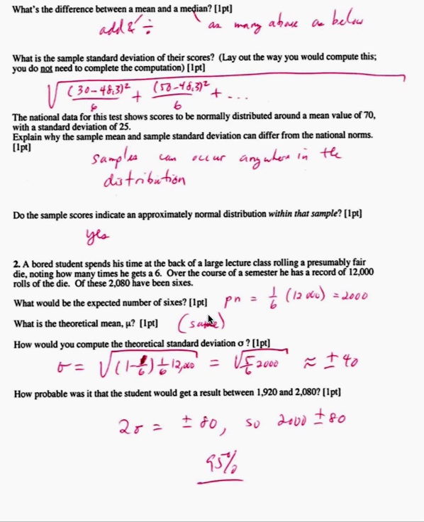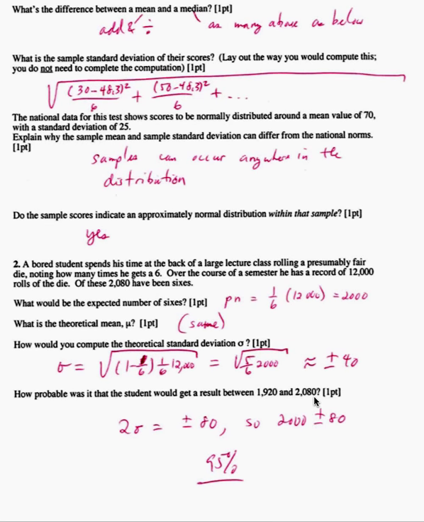Okay, expected number is just p times n. Theoretical mean is the same in this case. The standard deviation is the square root of p times (1 minus p) times n. And how probable was it that they got this? This is the really tricky question. It's putting together this information. So the average is going to be 2,000. So you're asking plus or minus what? 80, right? 2,000 plus 80 and minus 80 is 1920 and 2080.